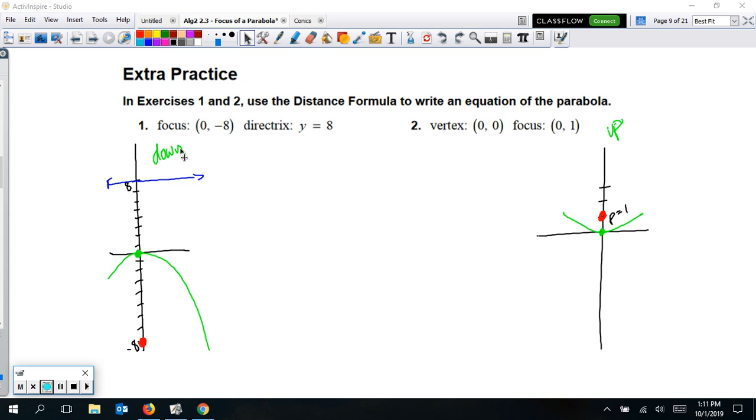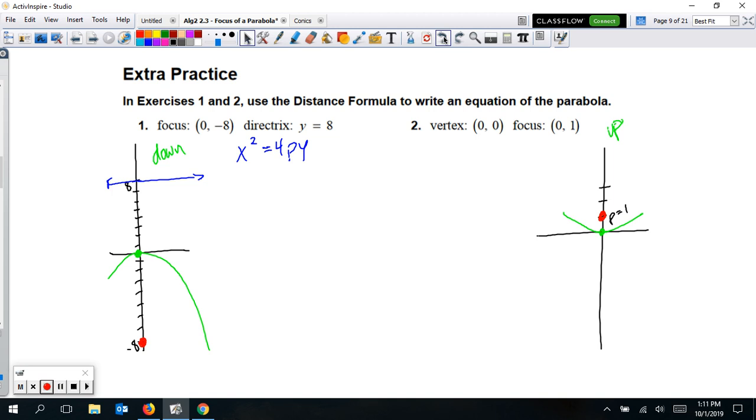So since I know it's opening down, that's helpful, because that tells me what kind of equation I need to use. I'm going to use the normal one that we've been using so far, where it's always x squared, right? If I noticed that it was going to open left or right, that's when I would want to use the one that's switched, where the y is being squared.